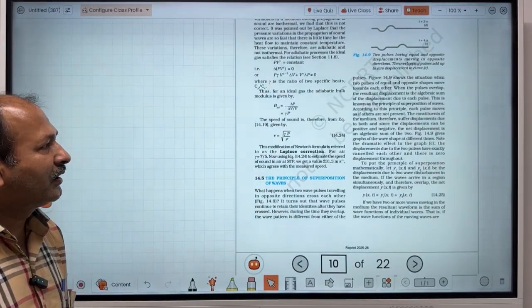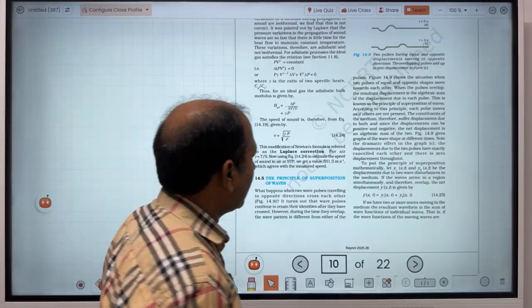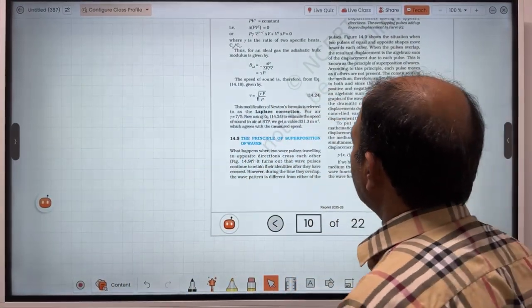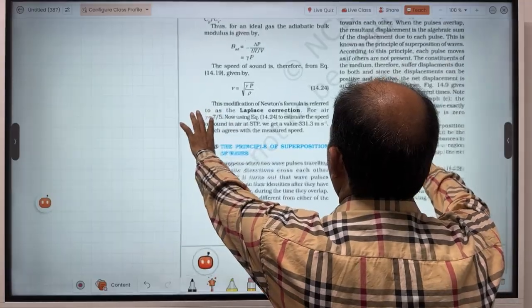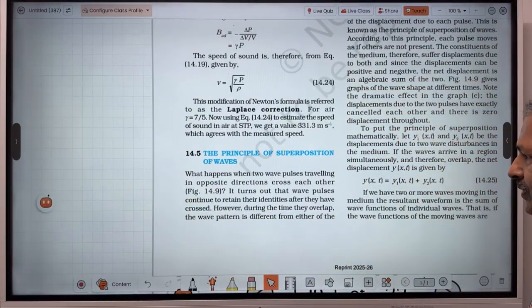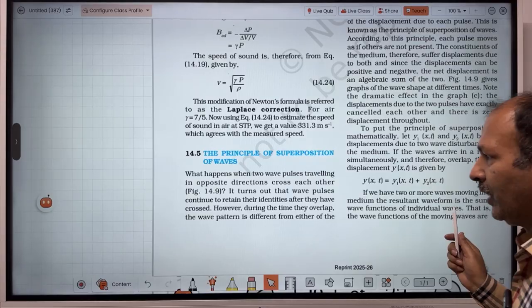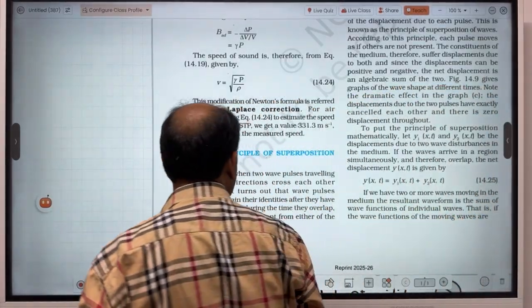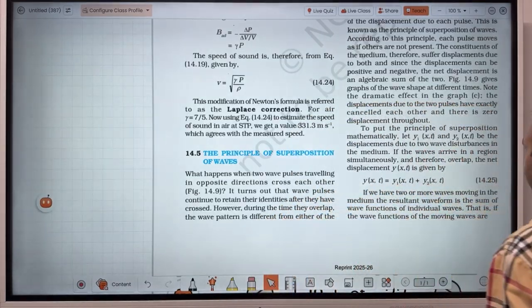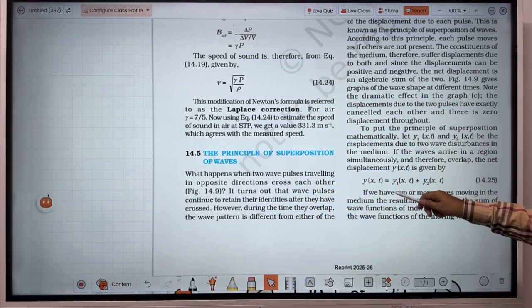So in the previous lecture we have studied up to Laplace correction. Now we will continue. The next point is the principle of superposition of waves, which means when two waves superpose, a resulting wave is obtained. That may be a standing wave or a progressive wave, that depends, right?